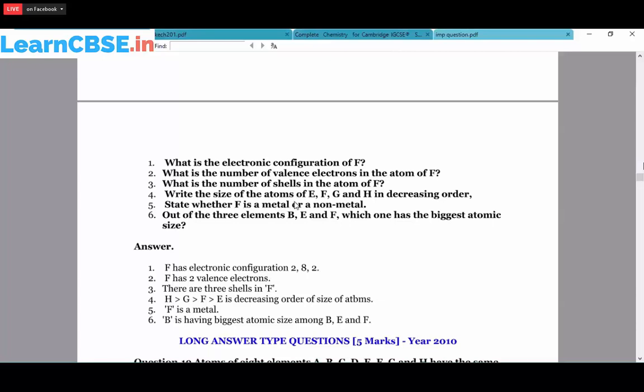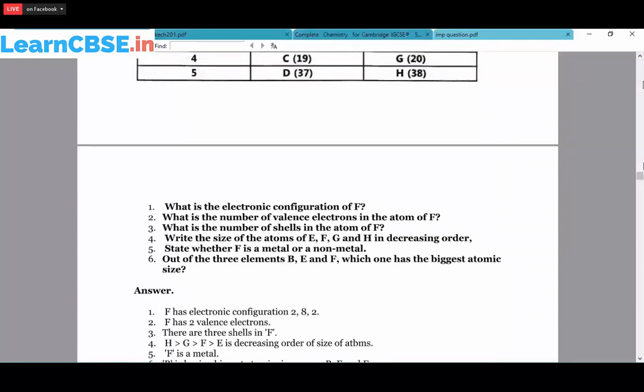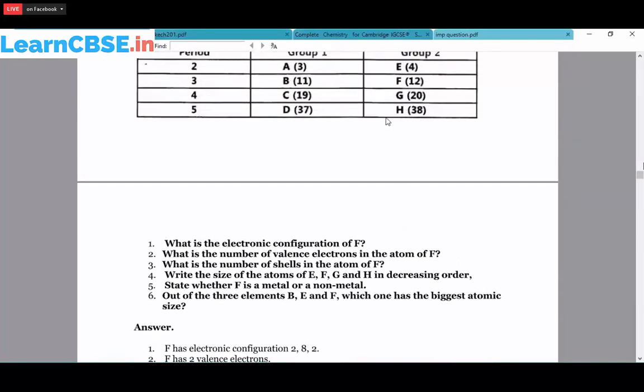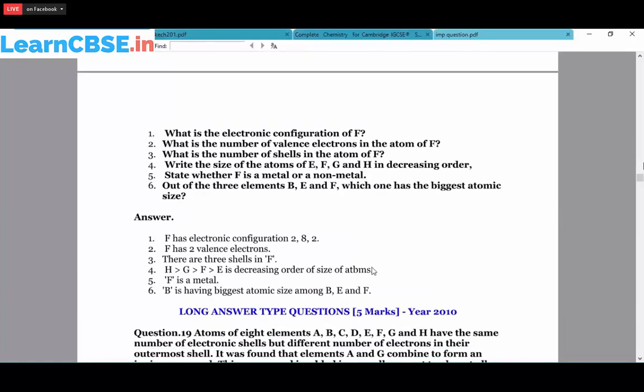Write the size of the atoms of E, F, G and H in the decreasing order. Okay. So now we have to see where the E, F, G and H are. So there will be increasing in the outermost shell for all the atoms. So H will have the more size, then G, then F, then the E. So that is the decreasing order of the size of the atoms.